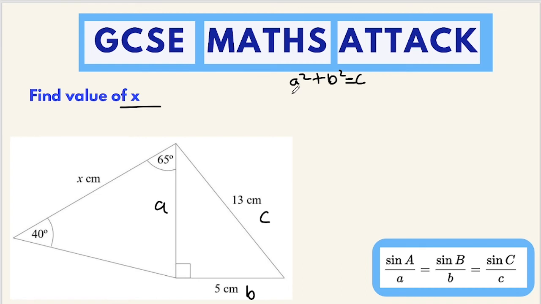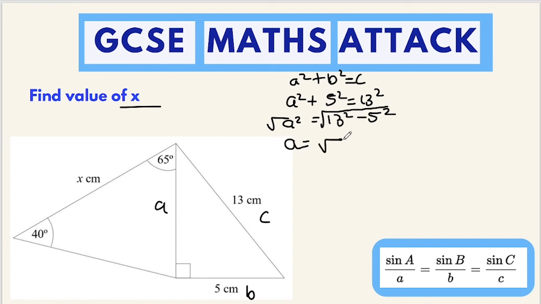So what am I left with? a squared plus b, which is 5 squared, equals 13 squared. I'm interested in a, so a squared equals 13 squared subtract 5 squared, then I am going to do square root on both sides, and I'm left with a. The square root of 13 squared take away 5 squared will leave me with the answer of 12. So I know that this length over here is 12 centimeters.